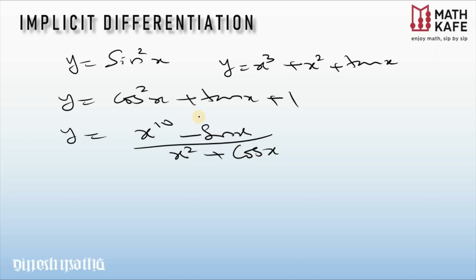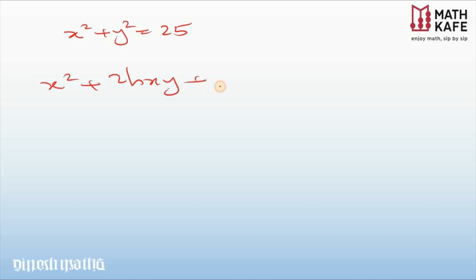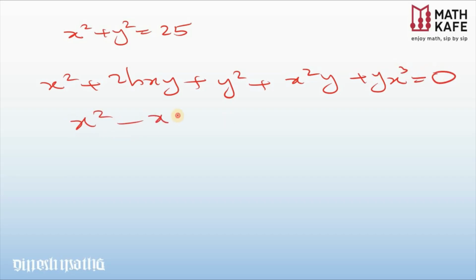These are some of the types of questions we have seen in the previous sessions. If you observe this, everything is given explicitly as y is equal to f of x. Maybe if I consider x square plus y square equal to 25, or x square plus 2hxy plus y square plus x square y, or yx cube equal to 0, or x square minus xy plus y square is equal to pi. These are all expressions which are not necessarily functions, and still you want to find the derivative of these expressions.